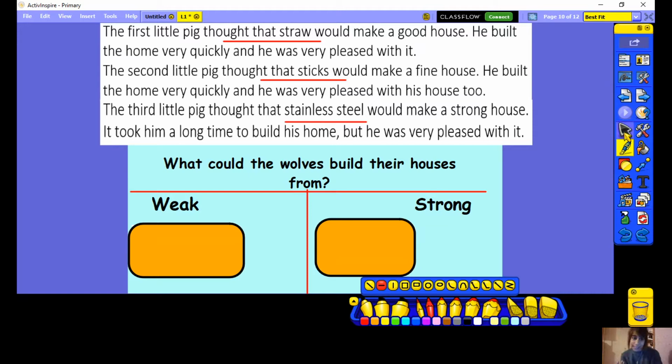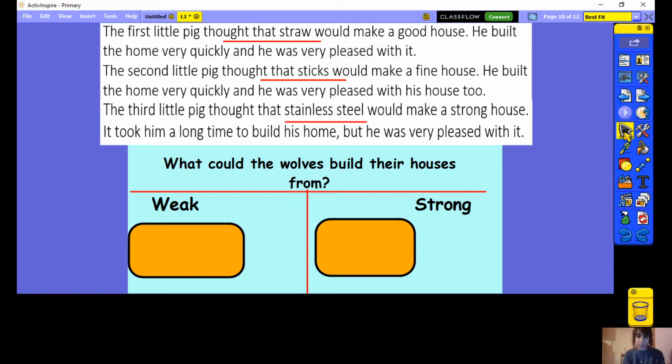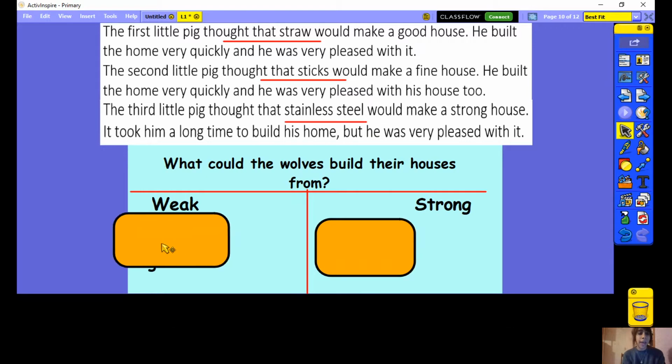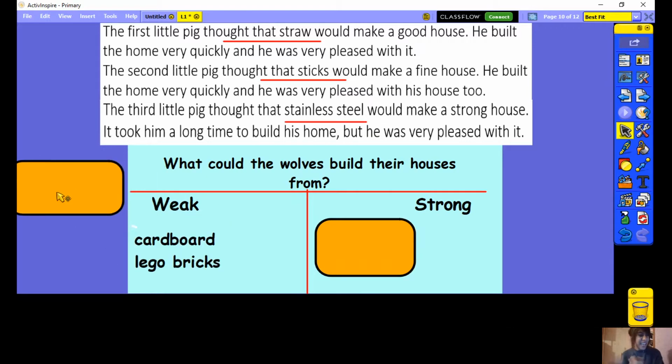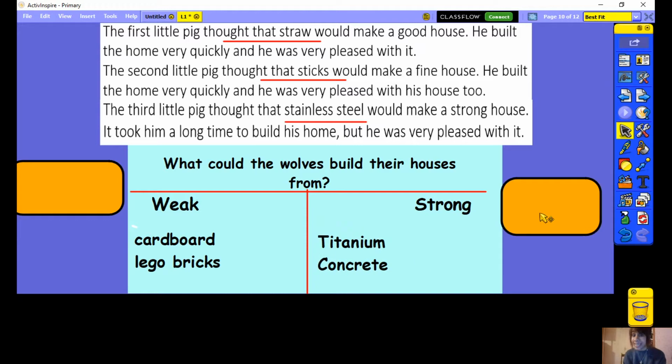Okay, so when I was thinking, this was quite tricky, and I bet you guys came up with so many more ideas than I did. But for weak materials for the houses to be built out of, I thought perhaps cardboard or even Lego bricks, because even though Lego bricks are made out of plastic, which is quite tough, I was thinking it is still quite easy to take apart somehow. And then for something quite strong, I really like that idea of metal, so I also thought of titanium and perhaps concrete if I wanted to change it up a bit.